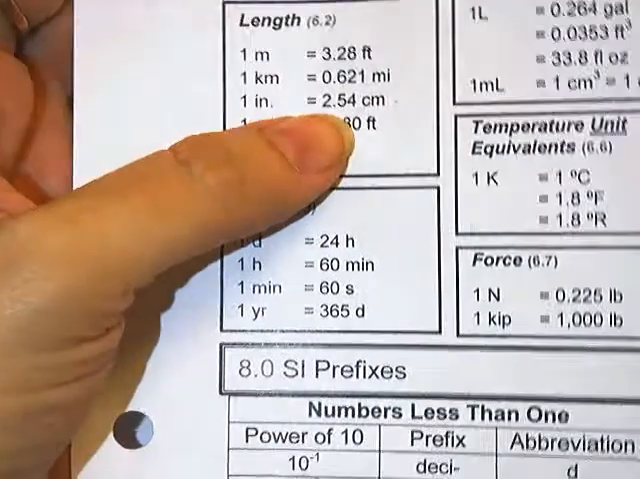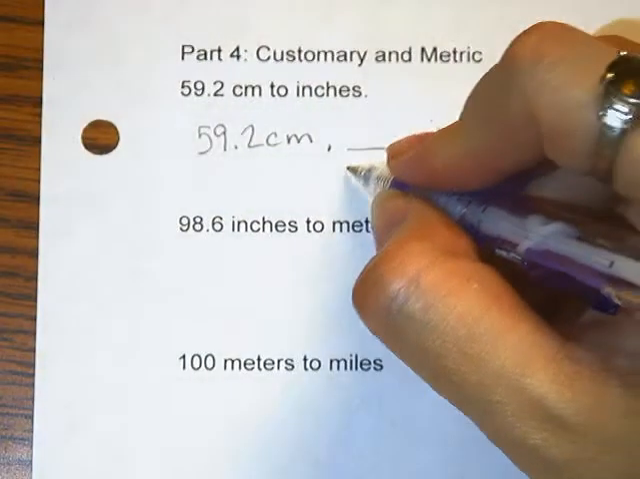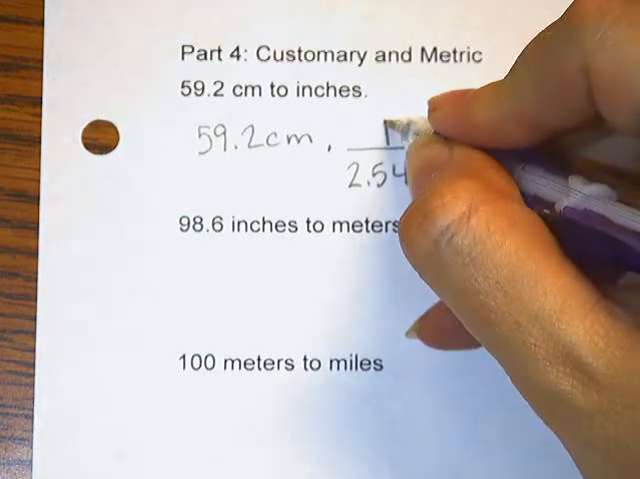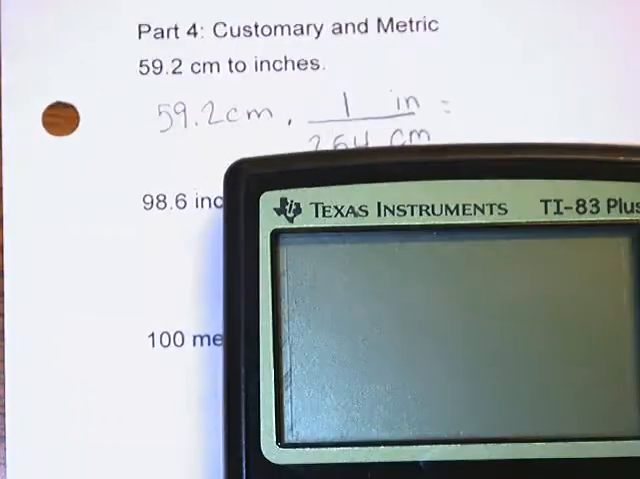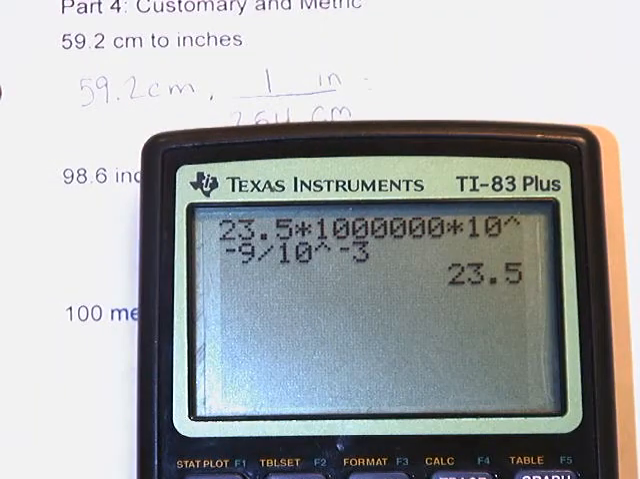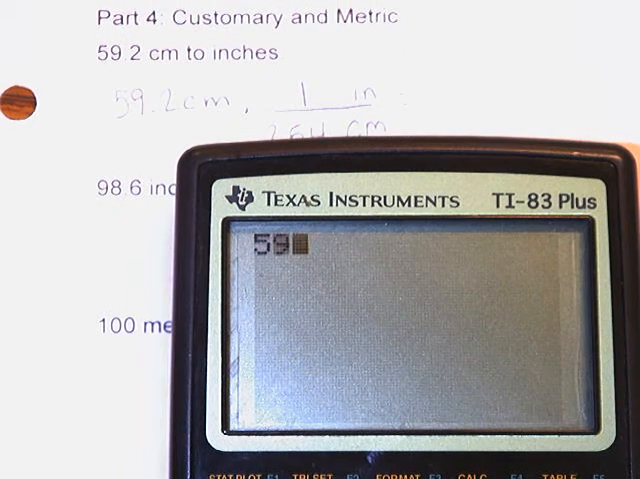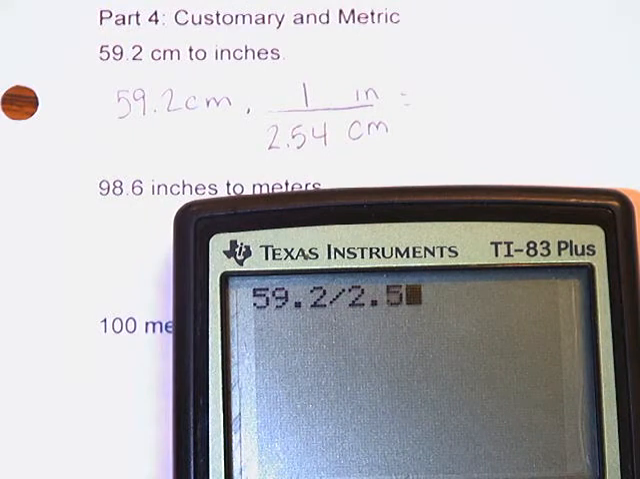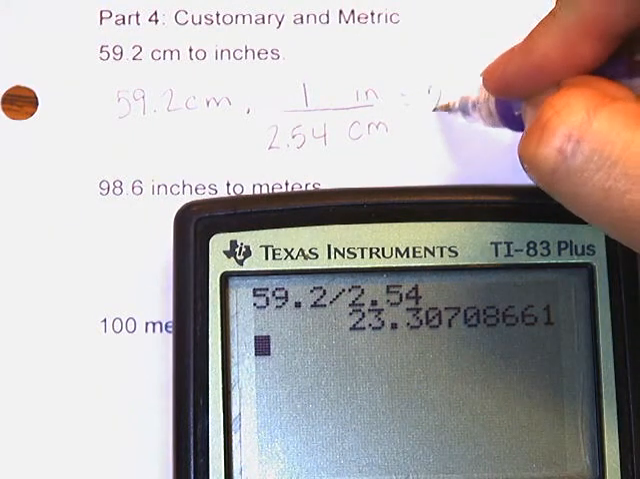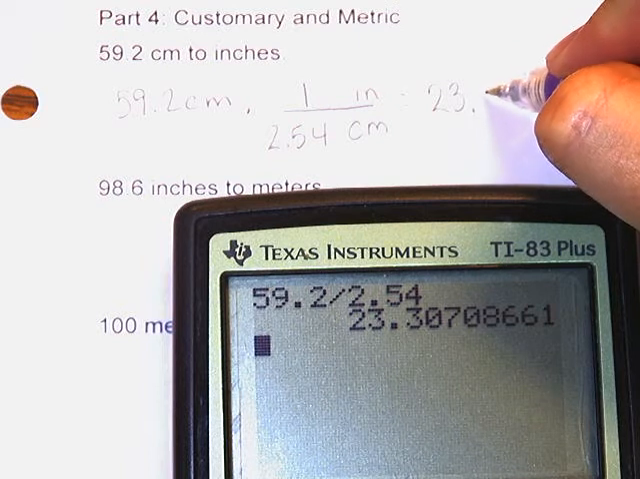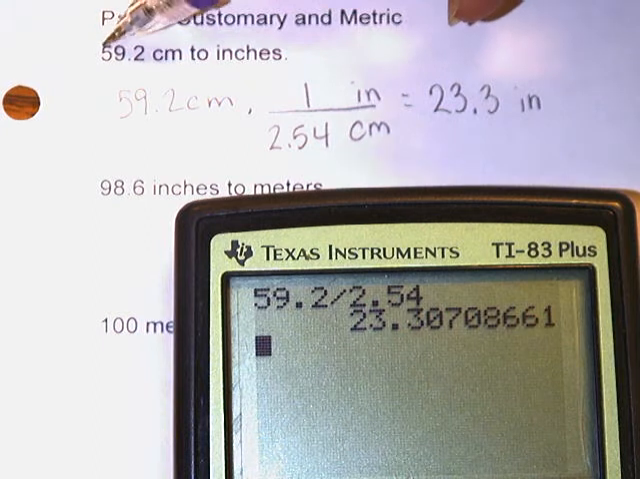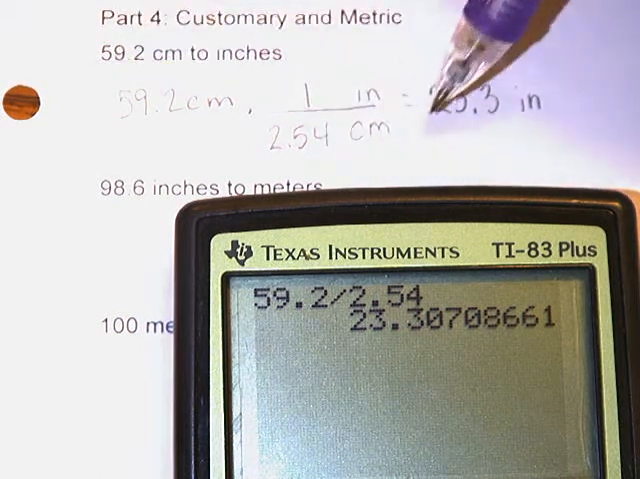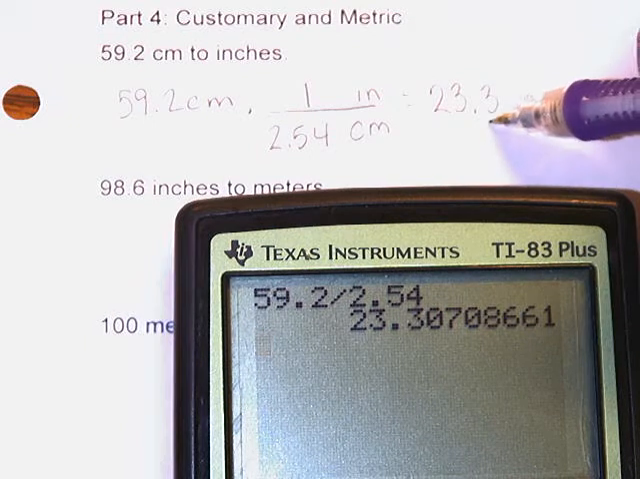And that was 2.54 centimeters is 1 inch. Multiply across the top, divide by the thing on bottom. 9.2 divided by 2.54. Answer is 3.62 inches. Now significant figures are important here. We had 1, 2, 3 significant figures to begin with, so I need 1, 2, 3 in my answer. That's why I cut it off right here.